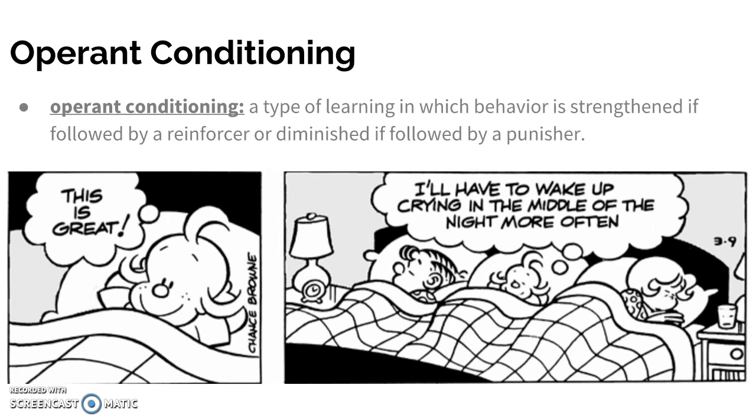Okay, so operant conditioning by definition is a type of learning in which behavior is strengthened if followed by a reinforcer or diminished if followed by a punisher. Now classical conditioning is when there's an association between a stimulus, a conditioned stimulus, and the unconditioned stimulus. Now, it involves respondent behavior. This is behavior that is automatic, such as the dog salivating in response to the tone. The dog does not really choose whether or not it wants to salivate.